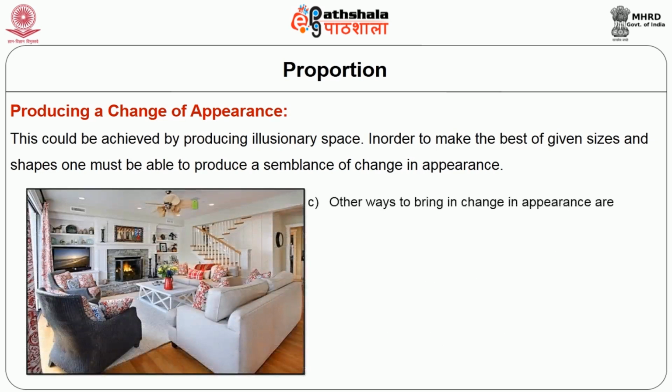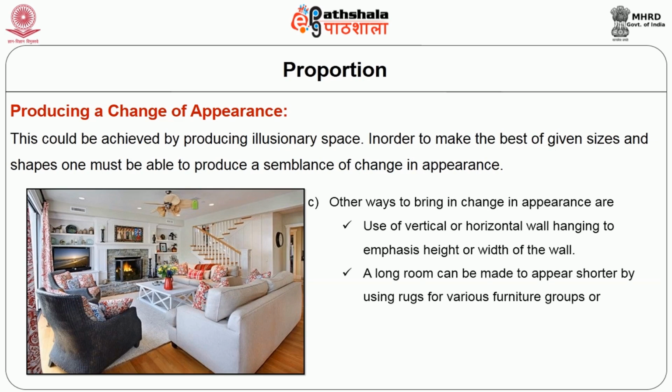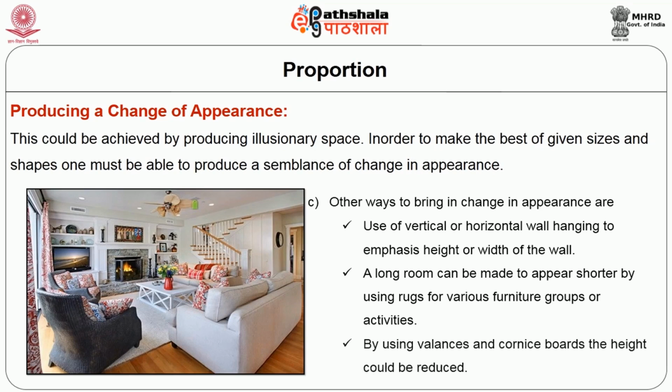Other ways to bring in change in appearance are the use of vertical or horizontal wall hangings to emphasize the height or width of the wall. A long room can be made to appear shorter by using rugs for various furniture groups of activities. By using valances and cornice boards, the height could be reduced.